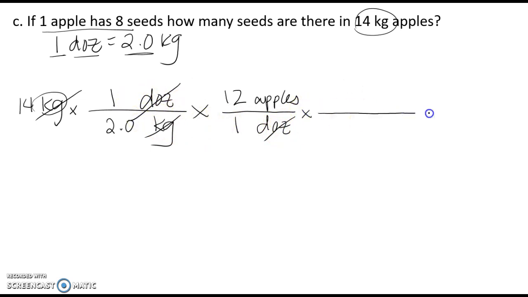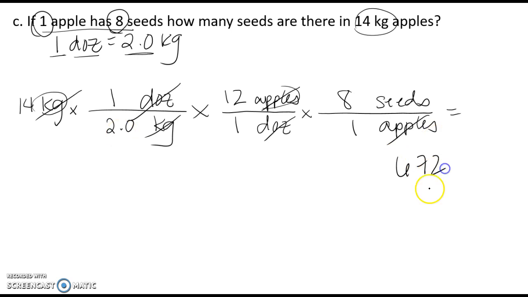Now we're in apples. We're not there yet because we need seeds. Again, whatever unit's on the top is going to help you figure out what to put on the bottom. And I'm going to put seeds on the top. And then I know from the problem, one apple is 8 seeds. So I'm going to write one apple is 8 seeds. Apples can then cancel, and I'll be left with seeds, which is good because that's what I want. So what I'm going to do is take 14 times 1 times 12 times 8 on the top. After I do that, I'll divide by 2. And I should get about 672 seeds. And that's your answer, and we're done.